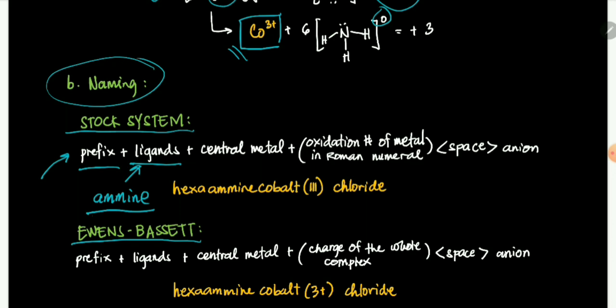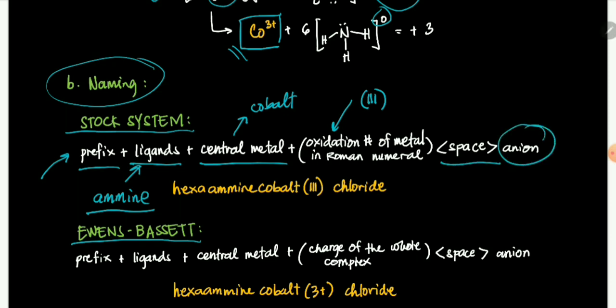Okay? So, next, yung name ng central metal which is cobalt. Okay? Tapos, oxidation number of the metal in Roman numeral. So, since that's plus 3, that's III. Okay? So, lagi namang positively charged yung ating mga central metals or yung ating mga transition metals. So, we don't need to mind the charge pagdating sa Stock system. Okay? Space, syempre we need the space para ma-name din natin yung ating anion.